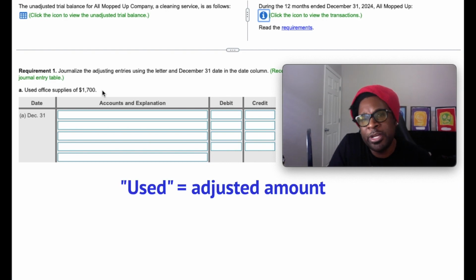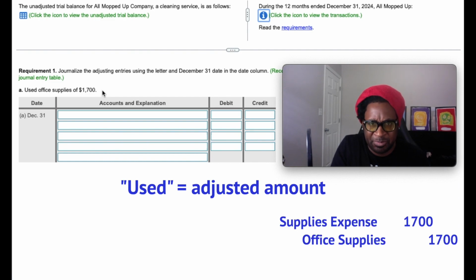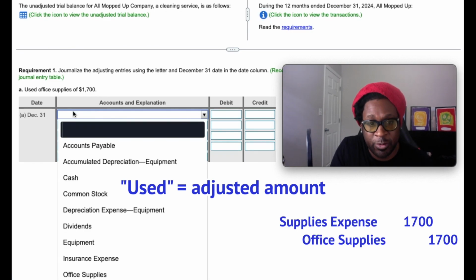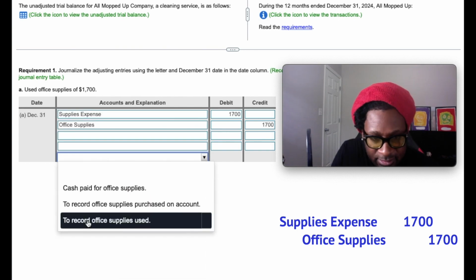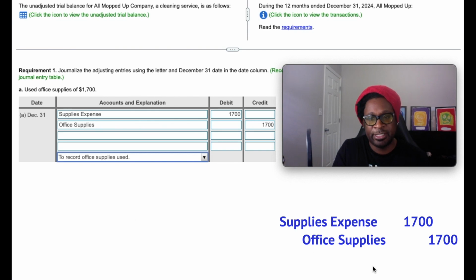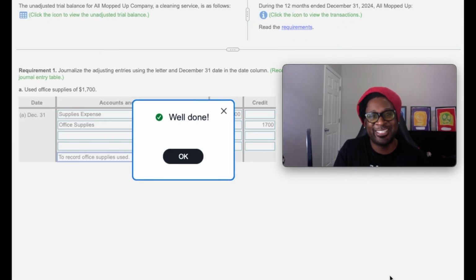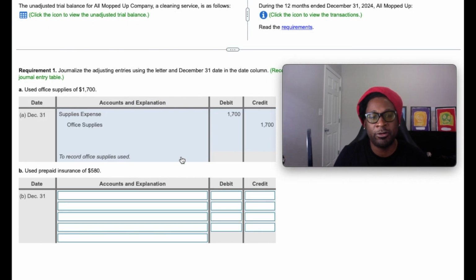Okay? So we know how to adjust supplies. We debit supplies expense and credit supplies. And we will use that adjusted amount. It's to record office supplies used. We're going to check the answer. Well done, gang. Moving on.